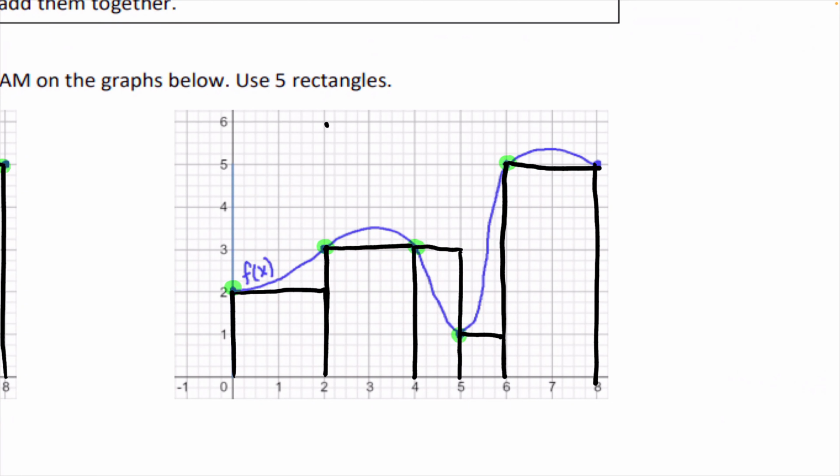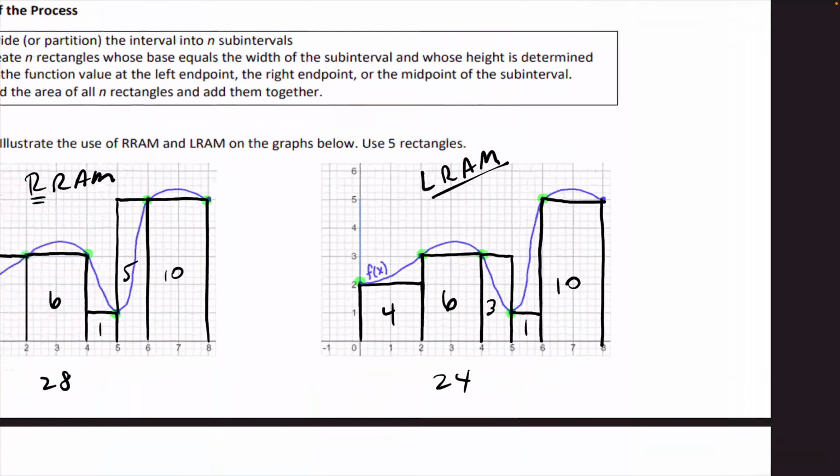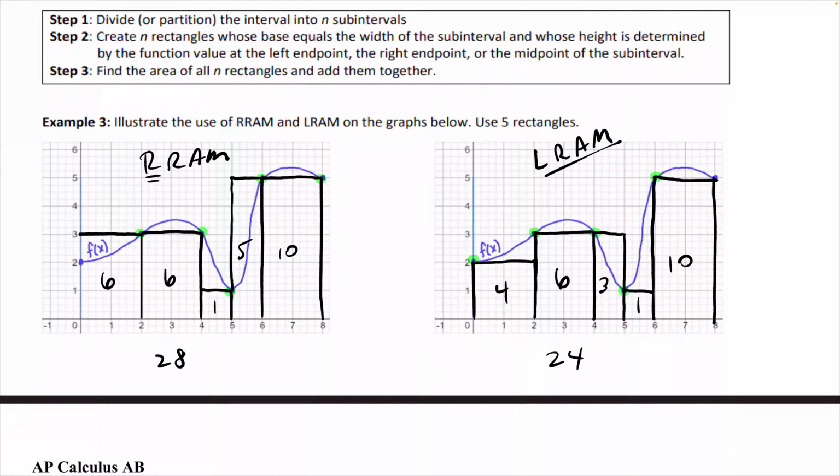And this is LRAM. So LRAM is 4, 2 by 2 is 4, 2 by 3 is 6, 1 by 3 is 3, this is 1, and then 2 by 5 is 10. So that's 24. Same function, right? Same function, different areas, because they're approximations. Okay.